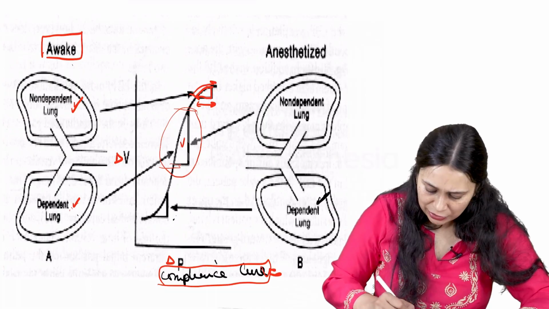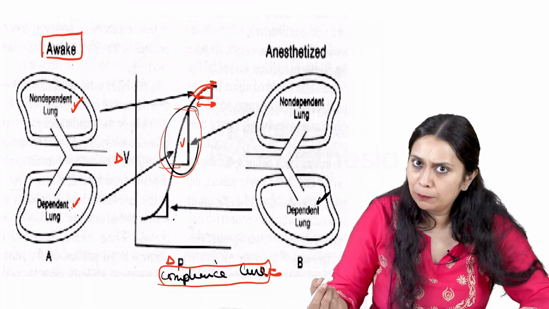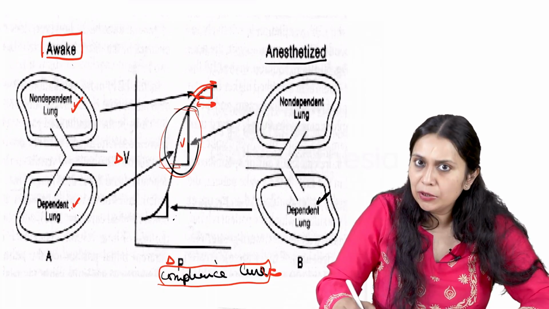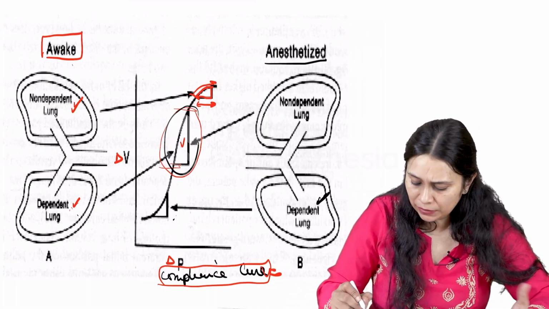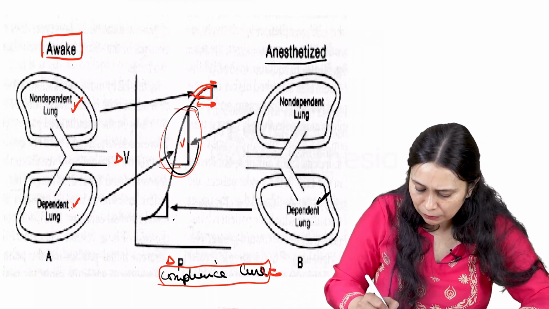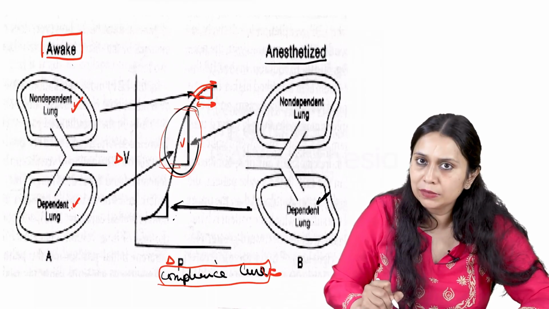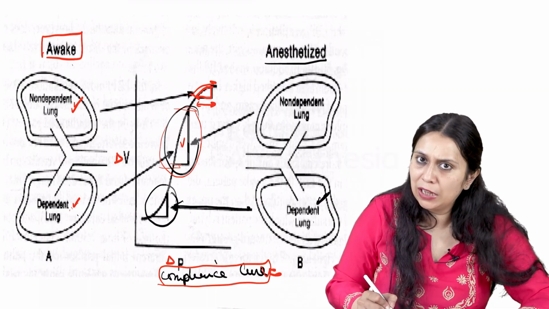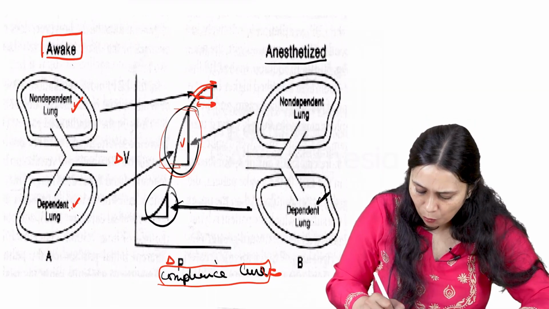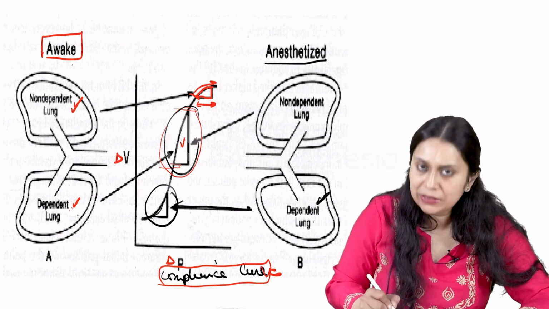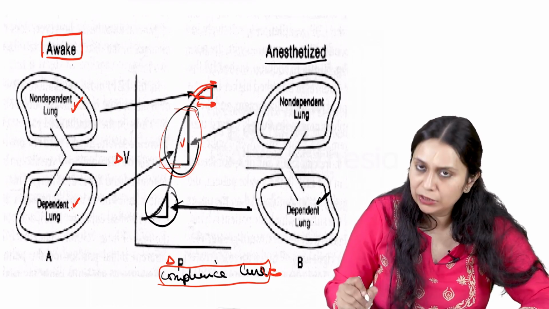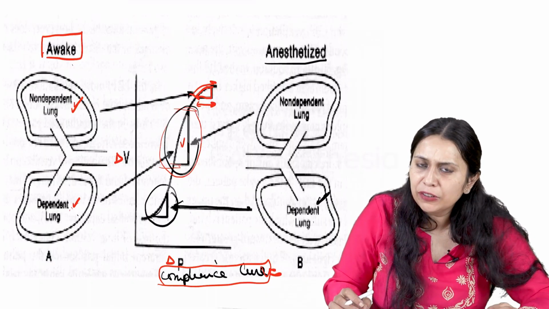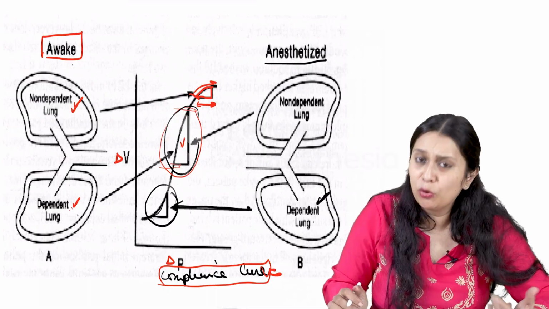In an awake patient, the dependent part is on the middle portion of the lung compliance curve, a better place. Under anesthesia, because of the change in lung physiology, the dependent part shifts lower. It goes into that non-compliant part of the lung compliance curve, where more pressure is required for increasing the volume. The dependent part is more compressed, so it is very difficult to increase the volume in it. More and more pressure is required.